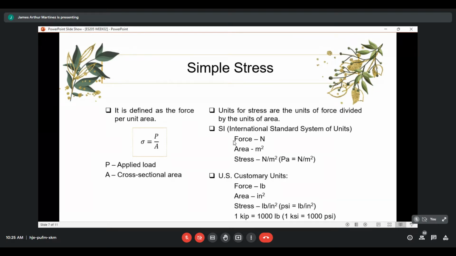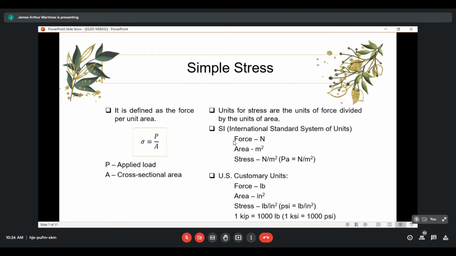So the primary unit of stress is actually Pascal. That is for SI units. Then for US customary units, force is measured in pounds, and area is measured in inches squared, and then stress is in PSI. So PSI is equal to 1 pound per inch squared. That is the definition of PSI.